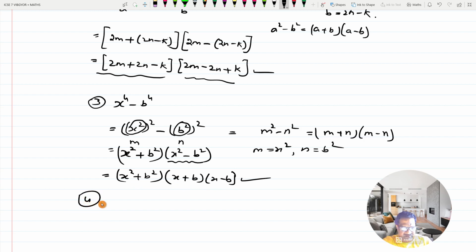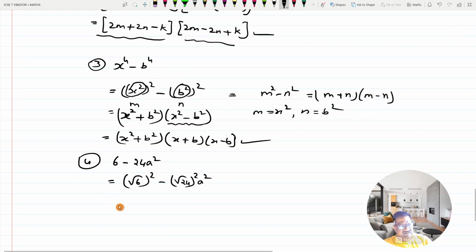Question number 4 can be taken as this: 6 minus 24 a square. Now this 6 can be written as root 6 the whole square, and 24 can be written as root 24 the whole square, and this a square, right? I've just arranged it. So now this can be written as root 6 the whole square minus, I'll put it in one bracket, root 24 times a the whole square.